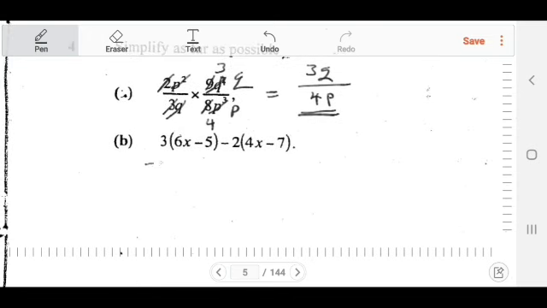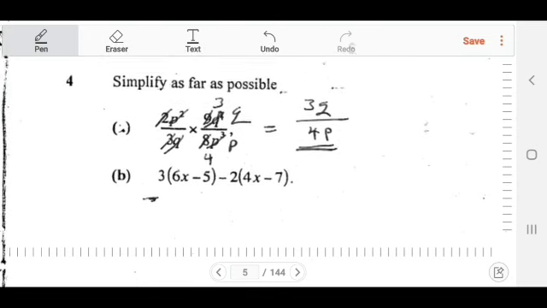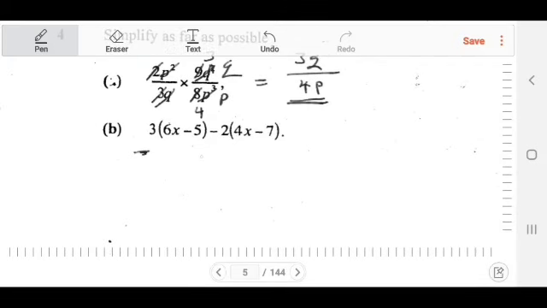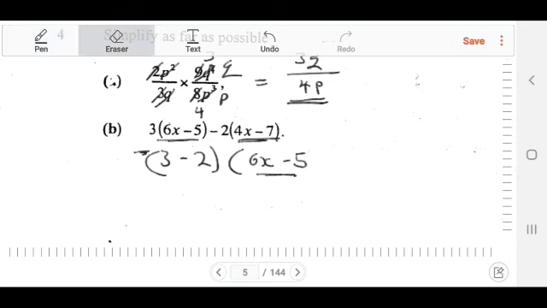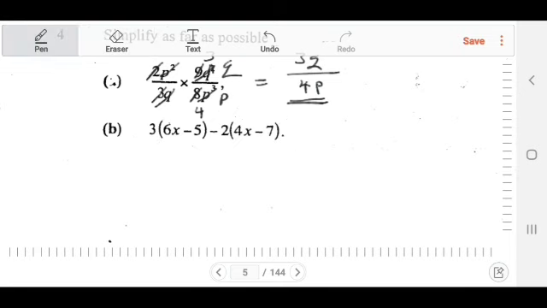Then now we're moving on to this one. We're supposed to simplify as far as possible. Alright, someone who has done maybe solving of quadratic equations might say, this one I can actually say 3 minus 2 and 6x minus 5. But if you look carefully, that rule doesn't work here, because this one and this one need to be the same. So the best approach here is to expand this thing.